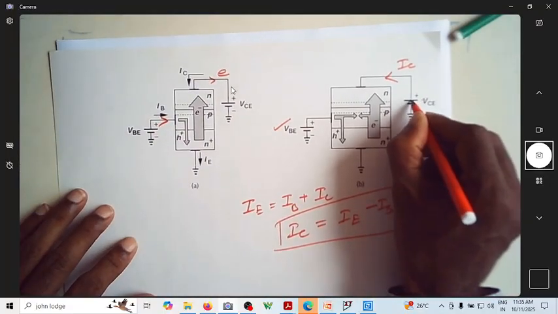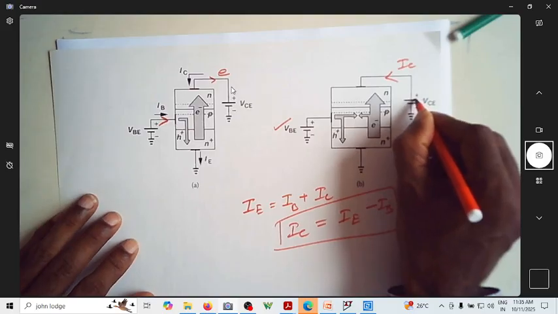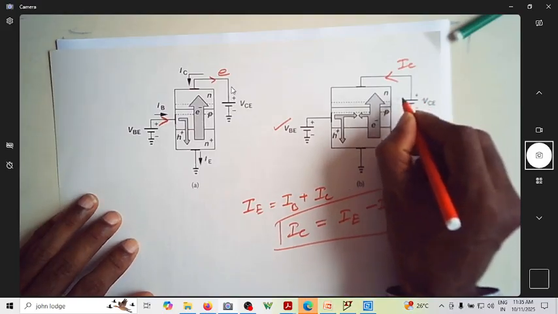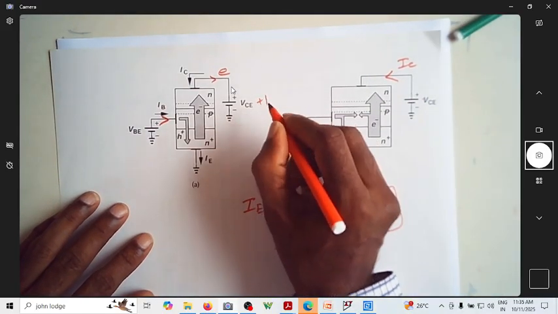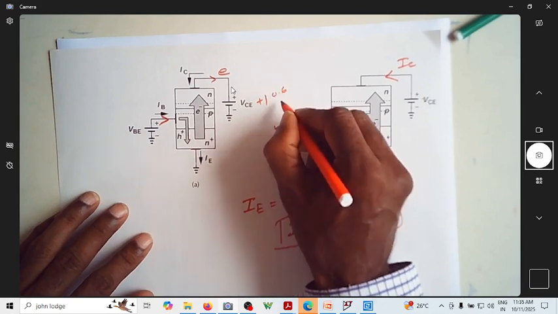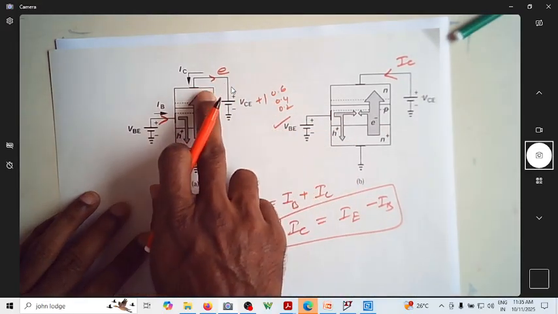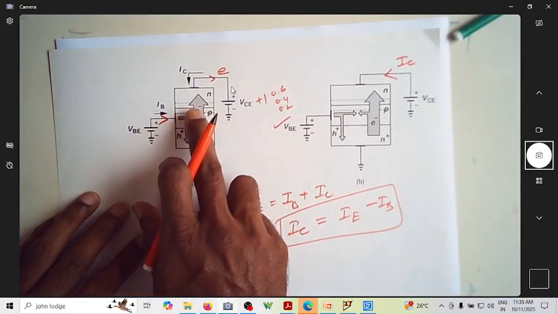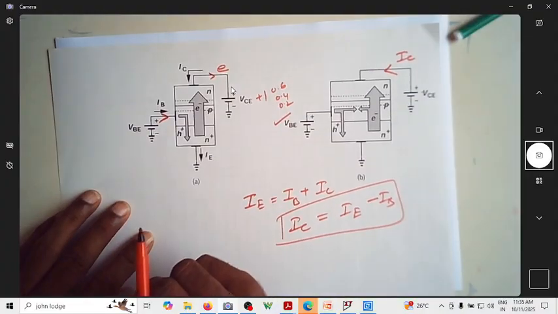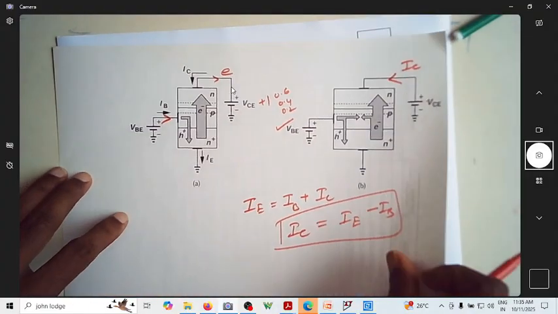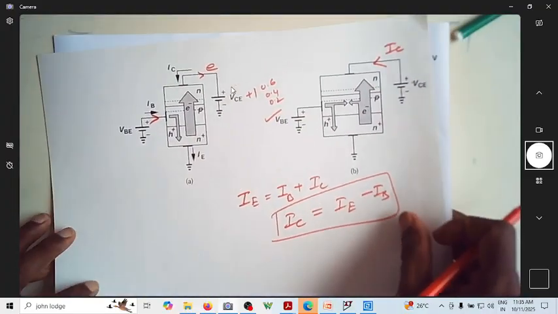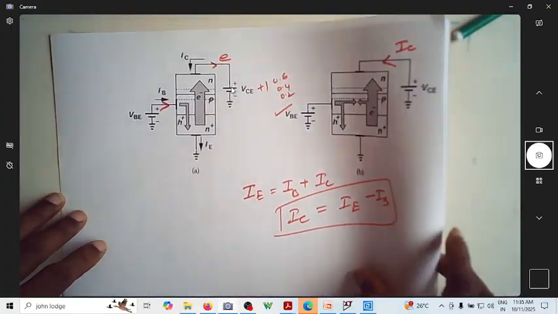Suppose you reduce this forward bias, this positive voltage. Assume that this was plus 1 volt. If you make it 0.6, 0.4, 0.2, what happens? Then the attraction to the electrons will reduce, so this current will reduce. We'll see that in the IV characteristics of the BJT.